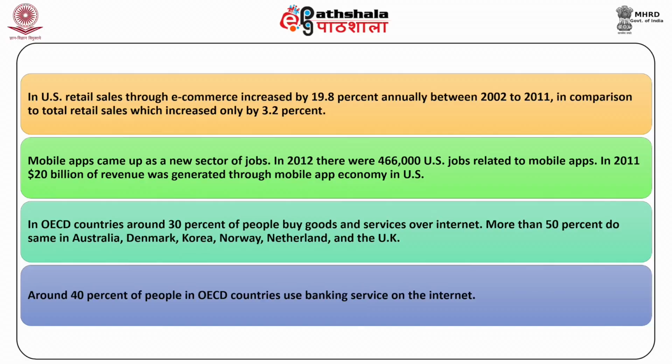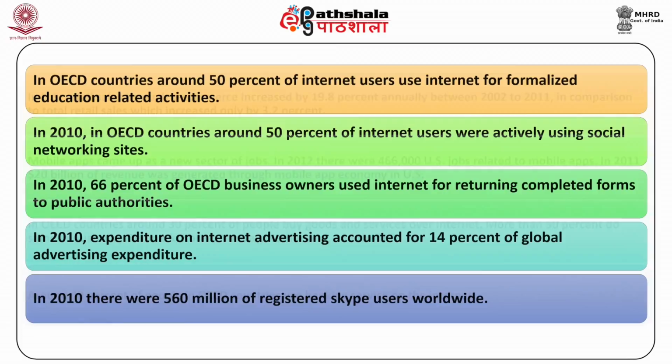E. In OECD countries, around 50% of the internet users use the internet for formalized education-related activities. F. In 2010, in OECD countries, around 50% of internet users were actively using social networking sites. G. In 2010, 66% of OECD business owners used the internet for returning the completed forms to the public authorities.